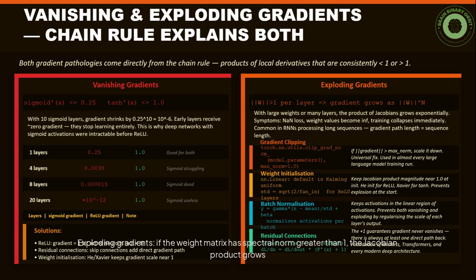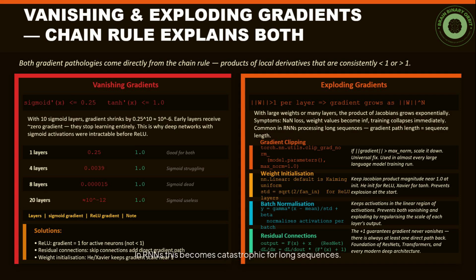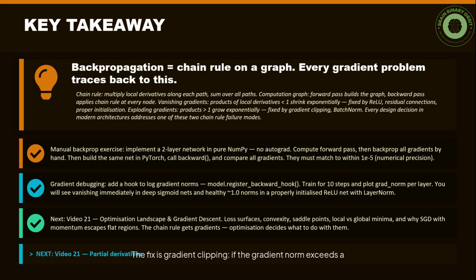Exploding gradients. If the weight matrix has spectral norm greater than 1, the Jacobian product grows exponentially with depth. In RNNs this becomes catastrophic for long sequences. The fix is gradient clipping. If the gradient norm exceeds a threshold, scale the entire gradient vector down to that threshold. This is used in virtually every large language model training run.